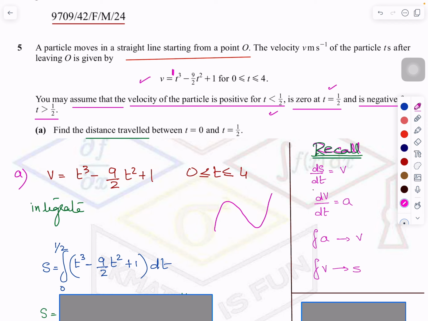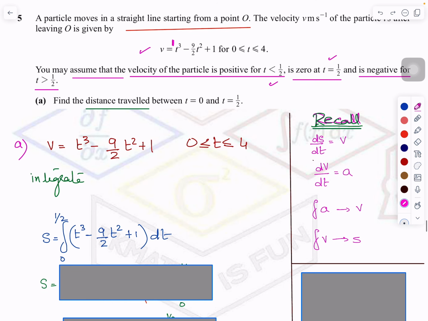And with the help of this information, the sketch will pass through half, right? And less than half, the curve is somewhere here, and greater than half, the curve is somewhere here, right? So this is a rough sketch coming into my mind. Immediately I read the question.